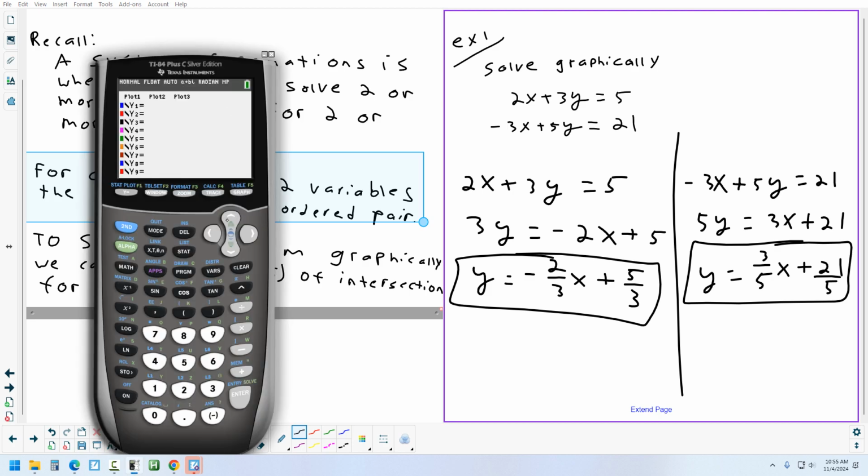Okay, when you type in your slope, one way to do it is like this. Negative 2/3, and then just put the x next to it, plus 5/3. Not the only way to do it, but that's how I'm doing it. And then 3/5 x plus 21/5. I want parentheses around that because, there we go. Got it.